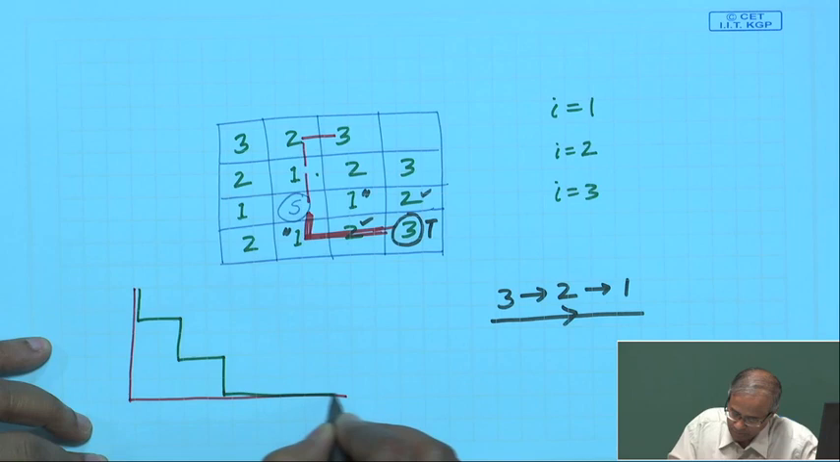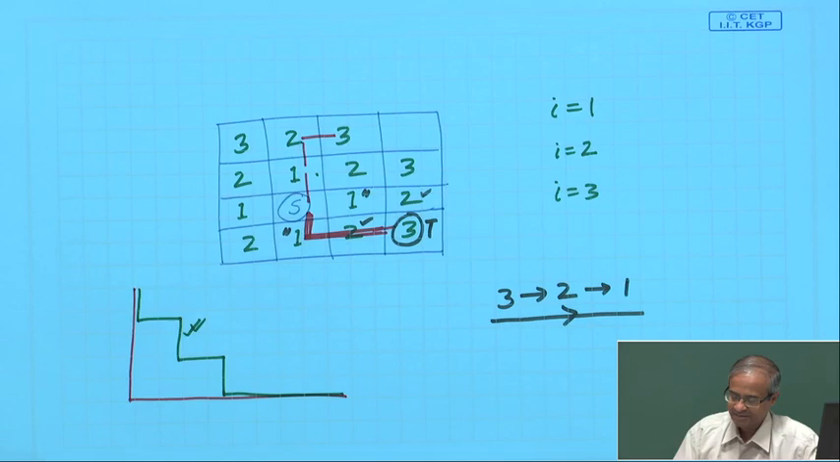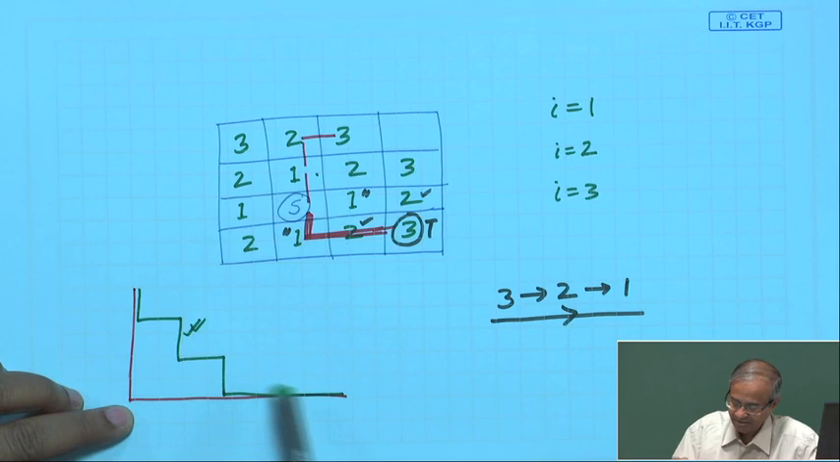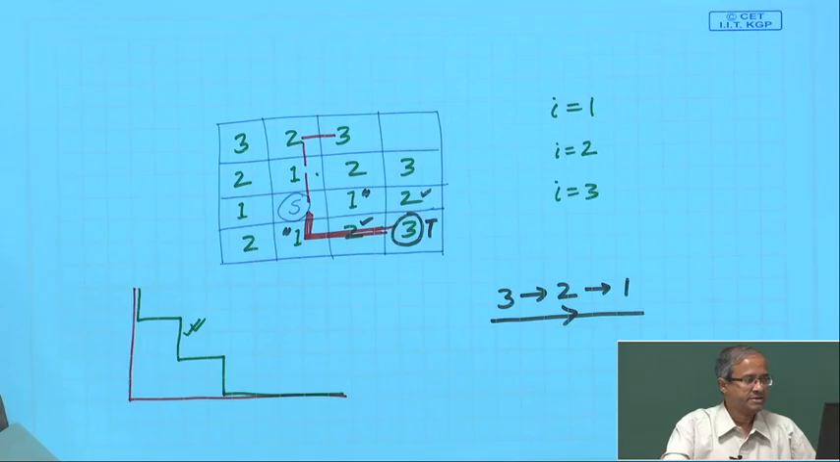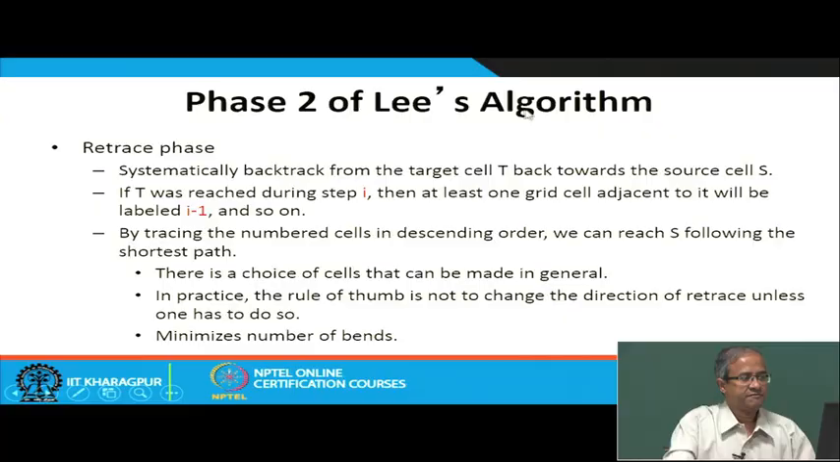Both are of the same length, but the second path has more number of bends. Now, in VLSI routing, the fewer the bends the better, because the reliability of the interconnections will be higher in that case. So, in phase 2, you try to intuitively minimize the number of bends.